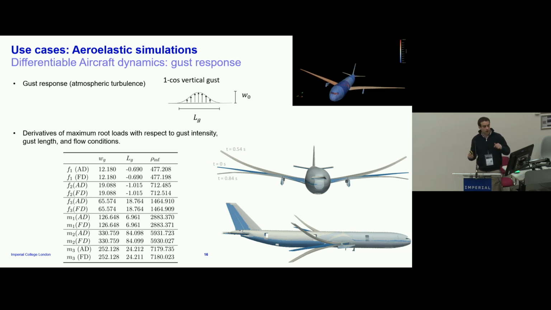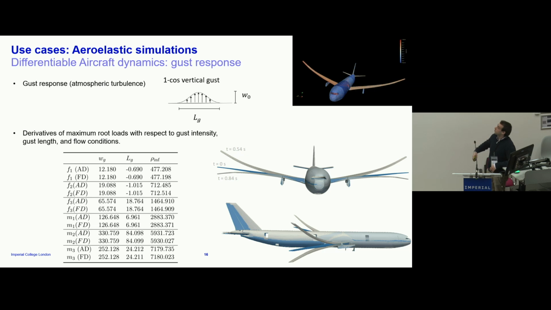So atmospheric turbulence, this is a cosine gust. This is an example of what you will be certifying when you feel the bumps while flying. This is the kind of thing you need to look at for the stresses of your wing. And here are the derivatives.